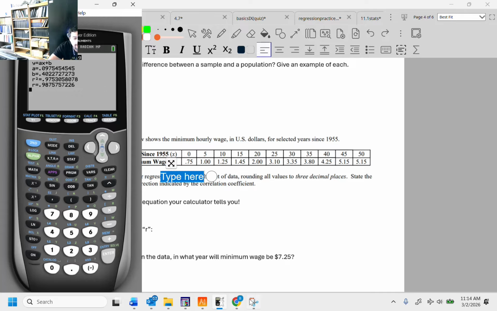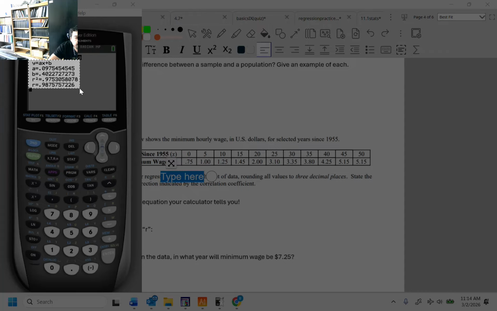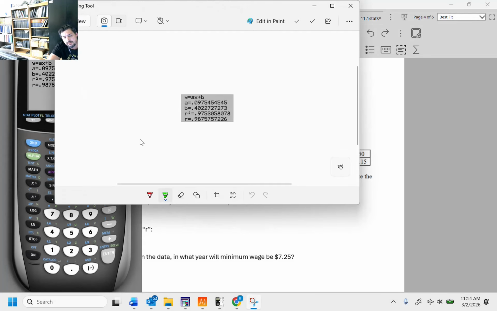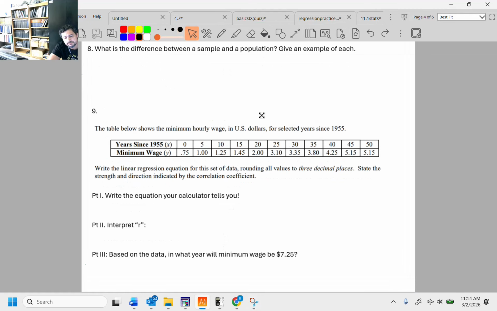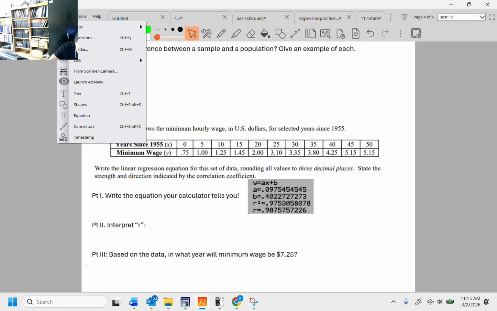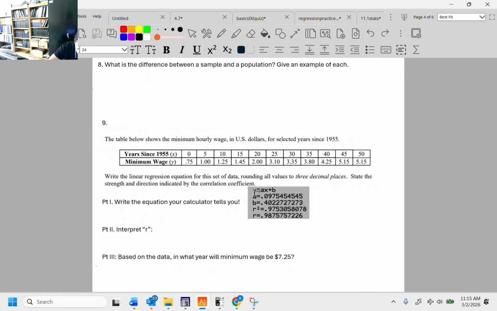And I happen to have the R value present on my calculator because I never turned it off. If you don't remember how to turn on R, you have to turn on R. All right. So write the equation your calculator tells you to 3 decimal places. It's in the form y equals ax plus b. Y equals 0.098x plus b, 0.402.